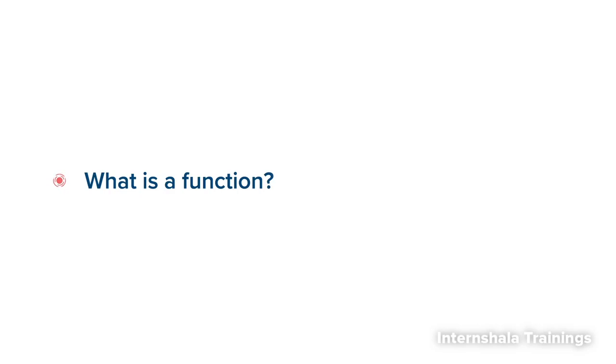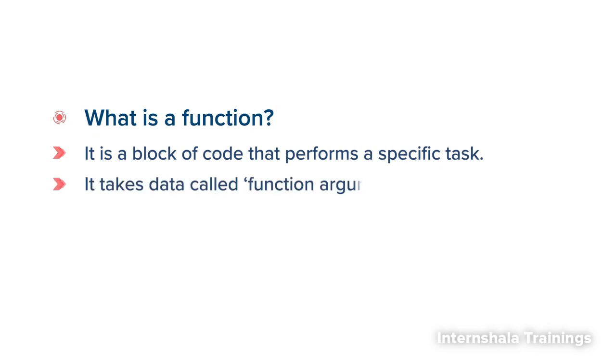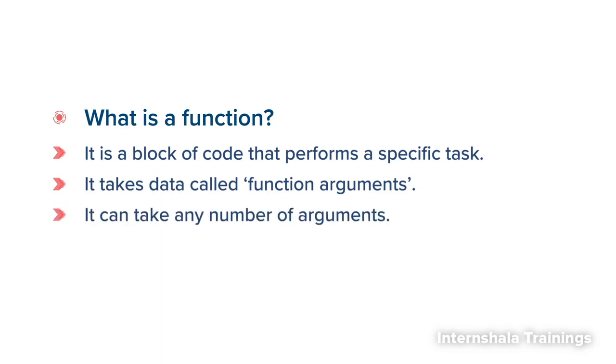So let us summarize what a function is. It is a block of code that can be repeatedly used in a program to perform a specific task. Functions can take data to perform tasks and those data are called function arguments. Functions can take any number of arguments but can only return one value at a time.